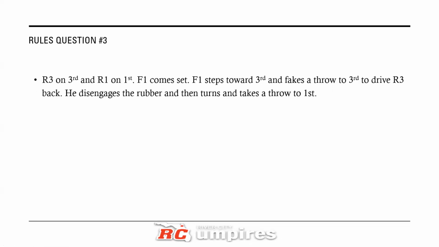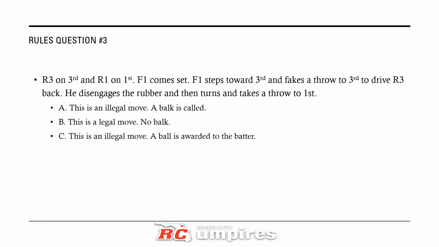Next question. R3 on third, R1 on first. So runners on first and third. The pitcher comes set, steps towards third, fakes to third to drive R3 back. He disengages the rubber, then turns and throws to first. A: This is an illegal move. A balk is called. B: This is a legal move. No balk. C: This is a legal move. A ball is awarded to the batter.